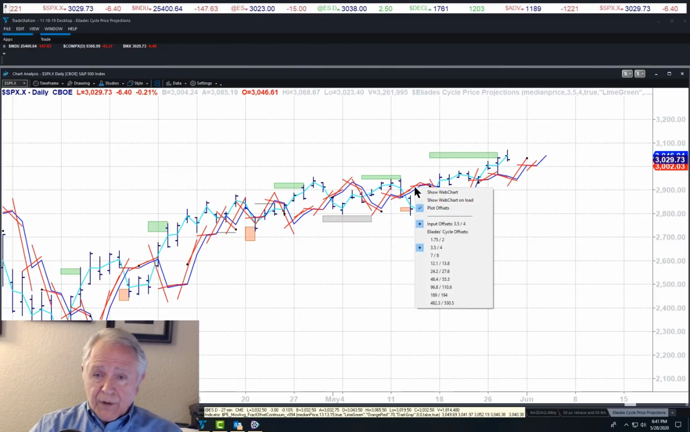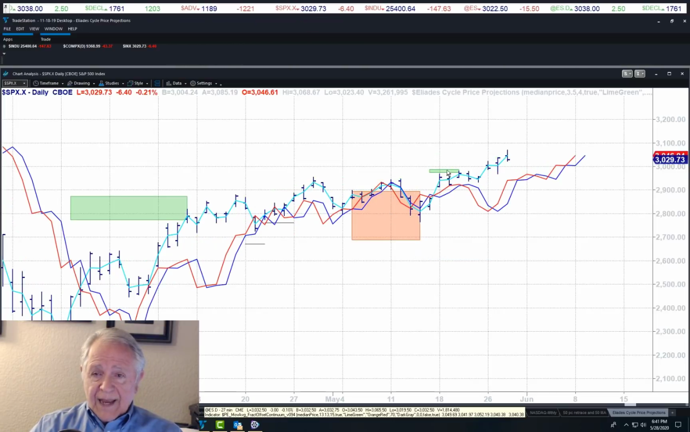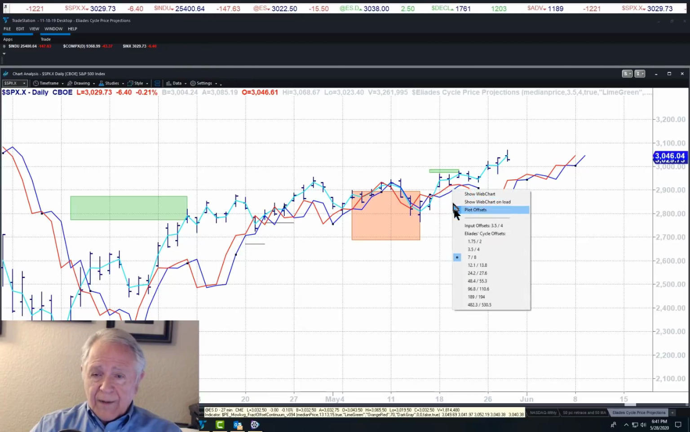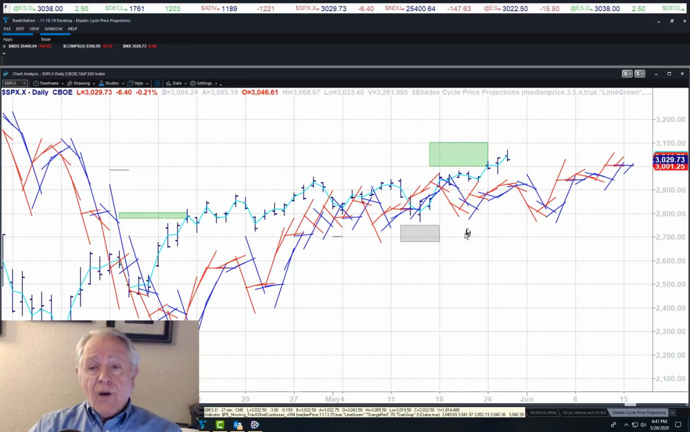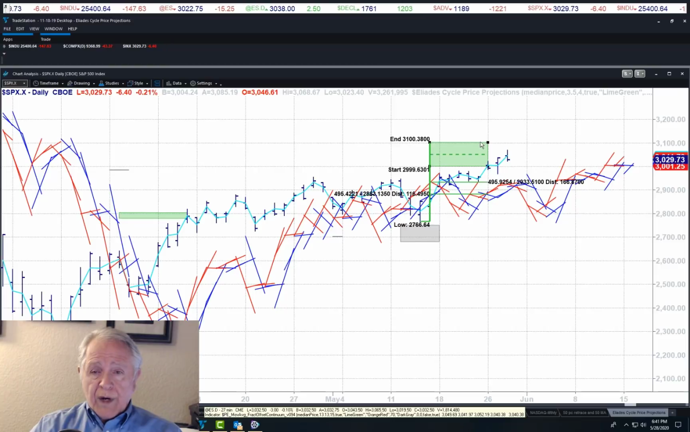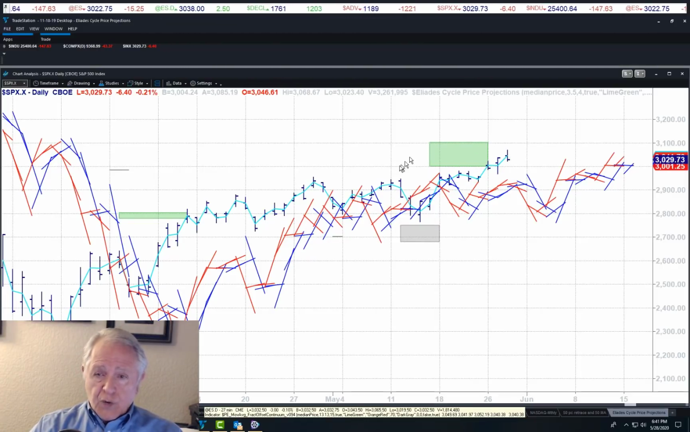Let's see if there's another projection that gives us the current levels. This is 7 to 8 day offsets for nominal 20-day projections. They've been met and exceeded. Let's go to the next longer offset, 12.1 to 13.8. That's 2.5 weeks. Nominal 5-week projection, bingo. Here you go. Here's the projection window, 29.99 and change, 3,100.38. So as you can see, we have met some of these shorter term projections. Doesn't mean you can't go a little higher.